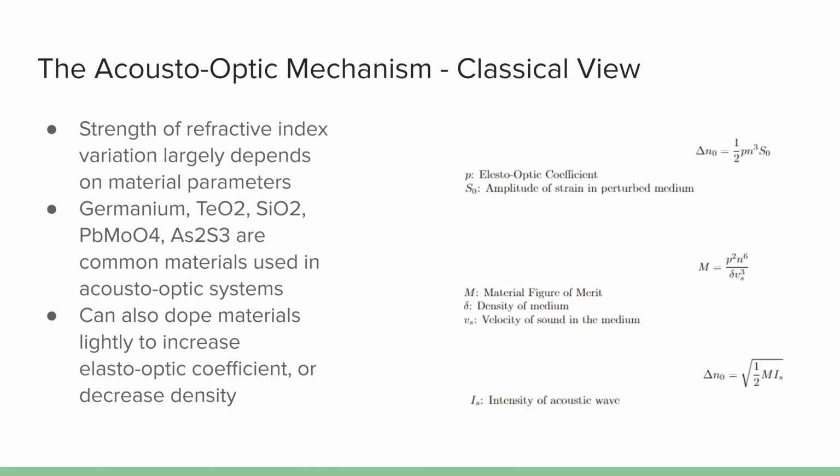So as promised, a bit more in depth on that delta n naught term, or that magnitude term. It is very dependent on the material parameter, or the specific material that you're dealing with, namely through the elasto-optic coefficient, which is this term here. That is a very material specific constant. It's something you can look up in a lookup table, so I won't talk about it too much here.